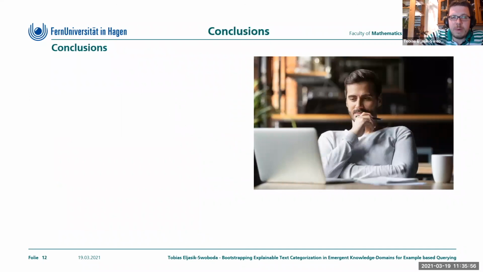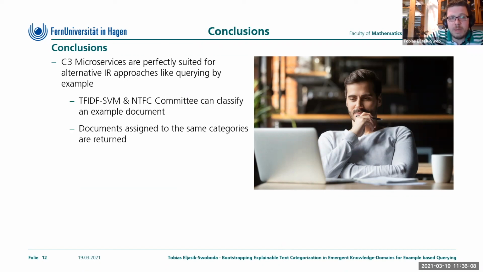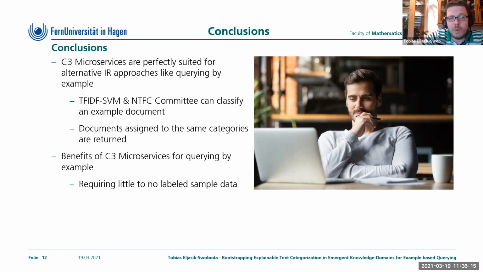So thinking about applying this for example-based querying, we think it's perfectly suited for this task, because this committee can classify an example document and the documents assigned to the same category are returned. What's good here is that we require little data, or even no labeled sample data in the case of the NTFC microservice, and generate a human readable explanation why those microservices classified the example to those categories, whose content is returned later on.